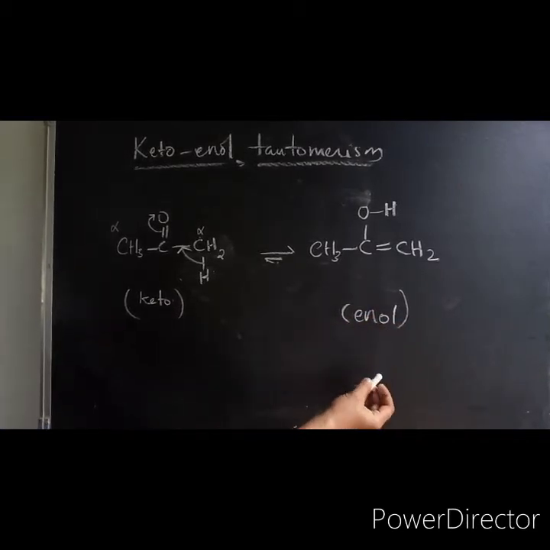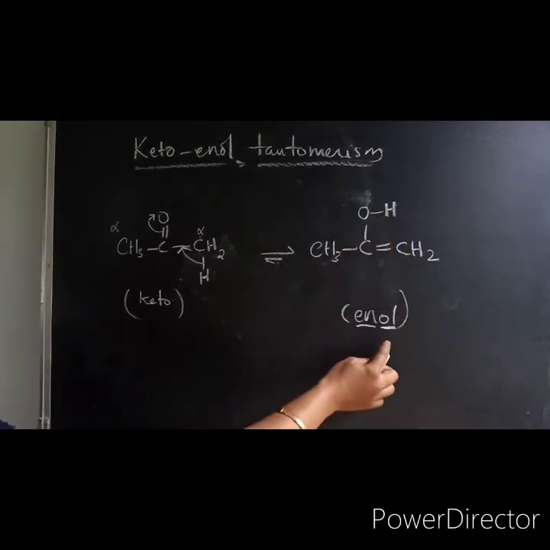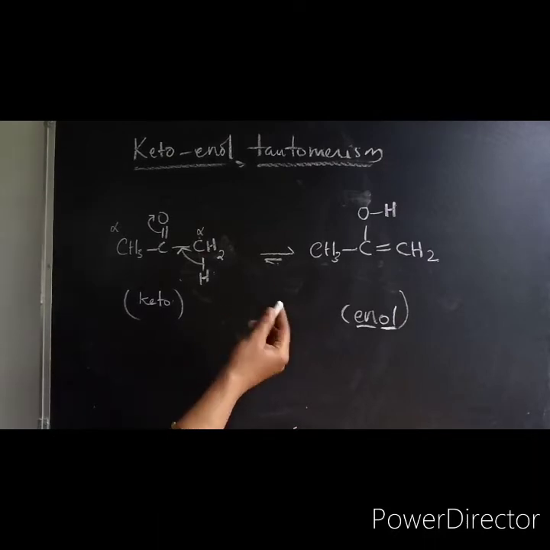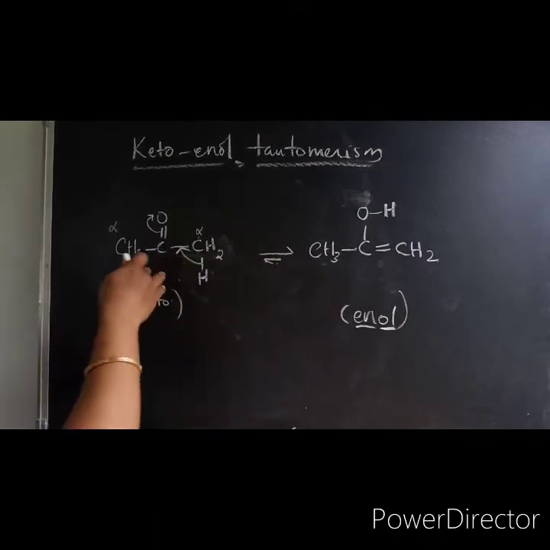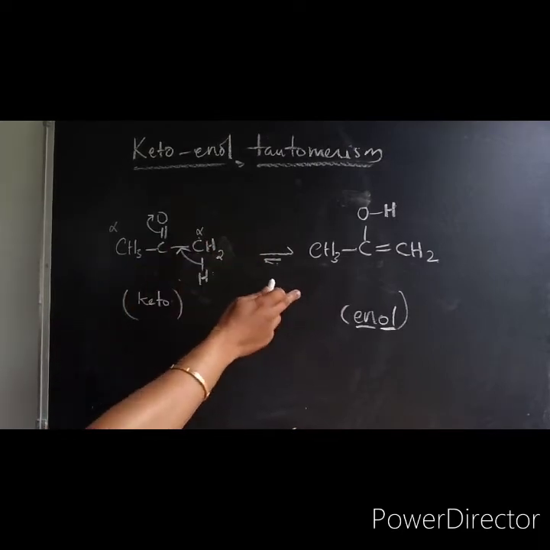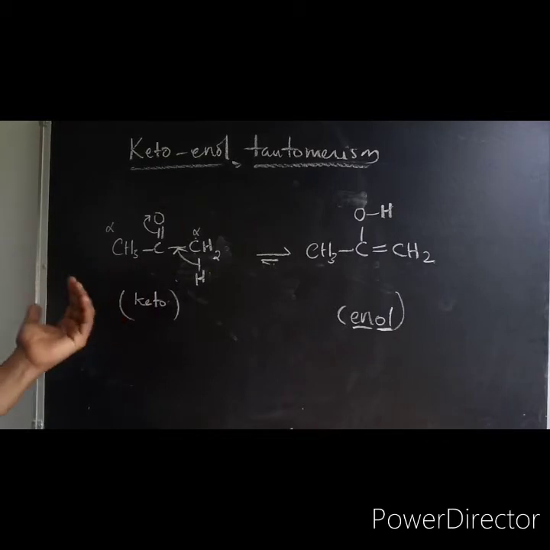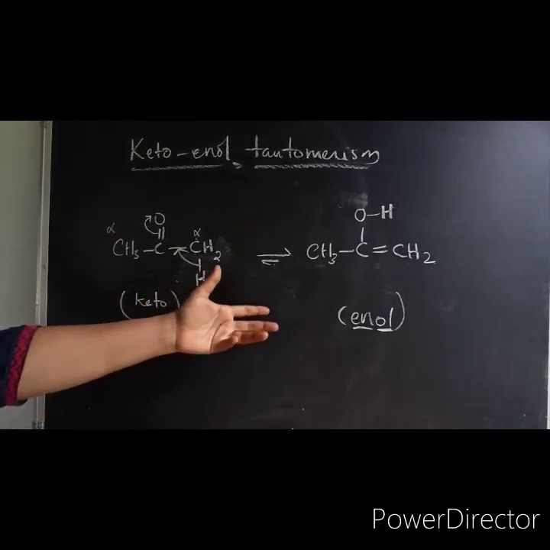Why is this enol? En means double bond, ol means alcohol. So this is the enol form. This is the equilibrium between structural isomers. These are called structural isomers, the keto form and the enol form. This is a rapid interconversion, and you get keto-enol tautomerism.